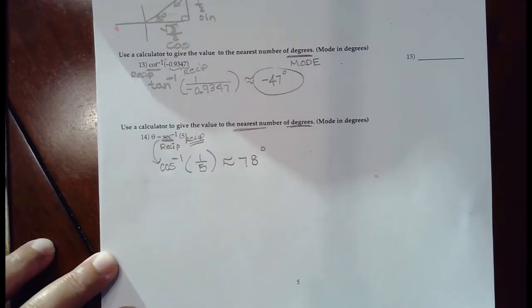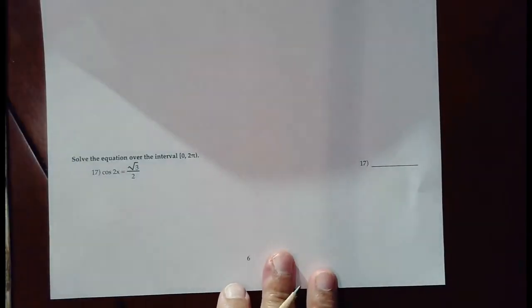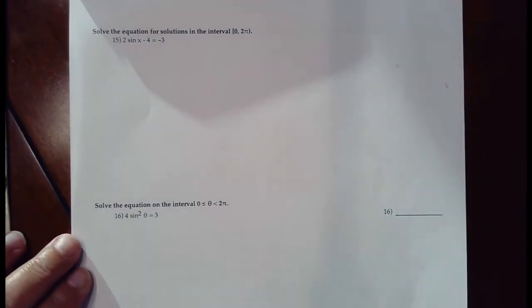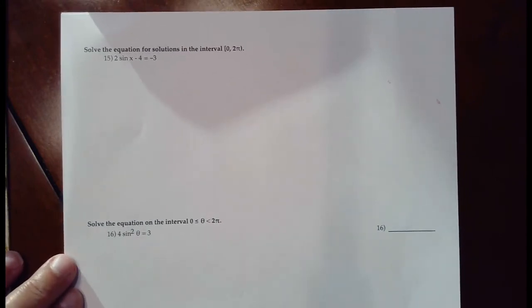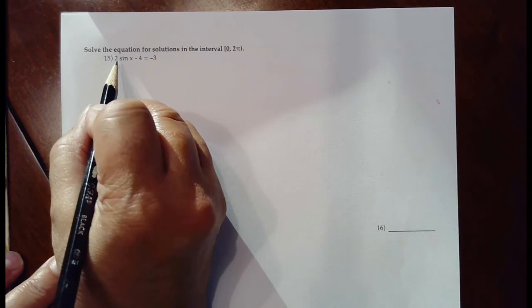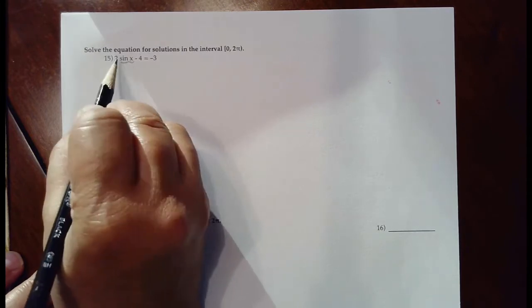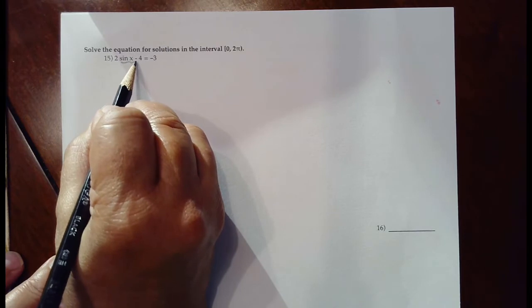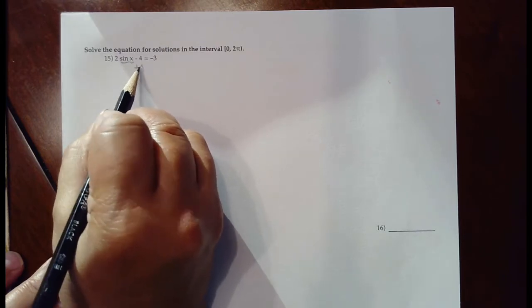Now moving on to 15, 16, and 17, where you are going to be solving equations. You have 3 equations that you're going to be solving. Okay, this first one is a linear equation. The next one's a second degree equation, and then the next one's a double angle. Okay, so here, when you're solving a first degree equation, you just isolate that first degree term, removing any numbers that are added or subtracted first. So let's add 4 to both sides, and this will be 2 times sine of x is equal to 1.